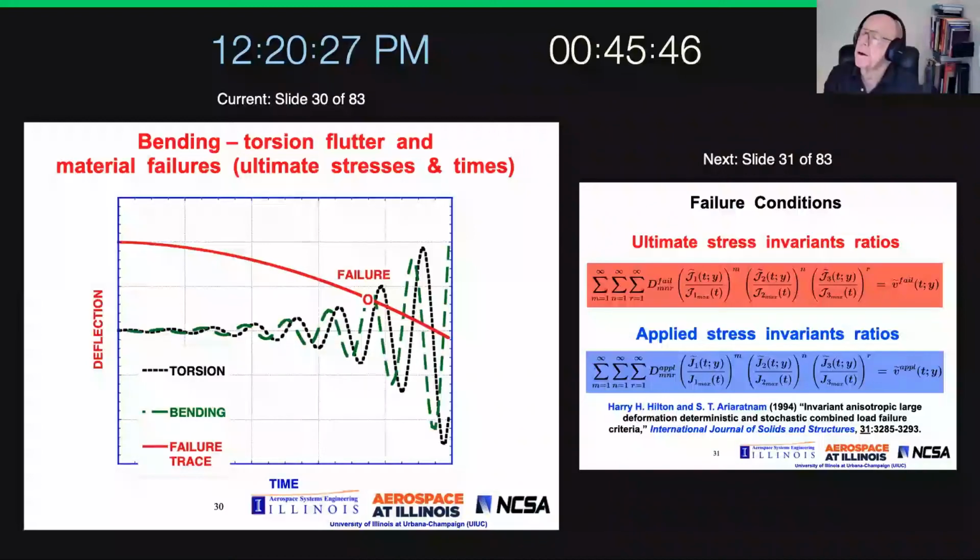That's good or bad. Now here is a schematic of what happens to bending and torsion and flutter and material failure, which is ultimately the failure in any structure. The other things are the causes. And you can see in this example, the bending amplitude is what causes the failure first. But of course, these two are coupled, and it could be the other way around. This is just an example.